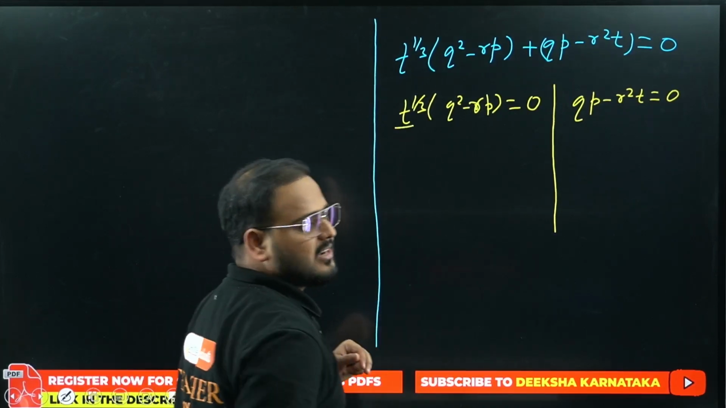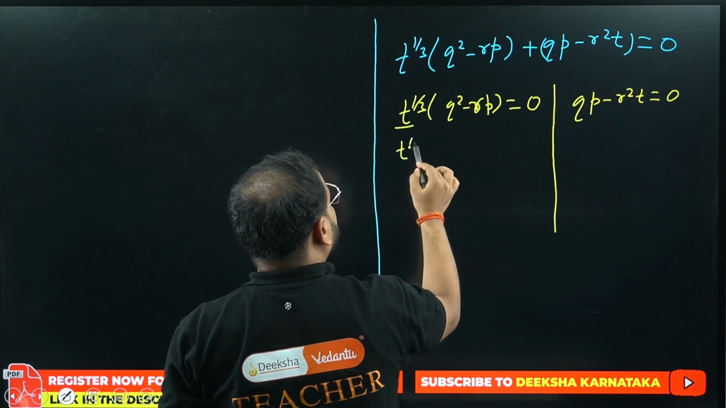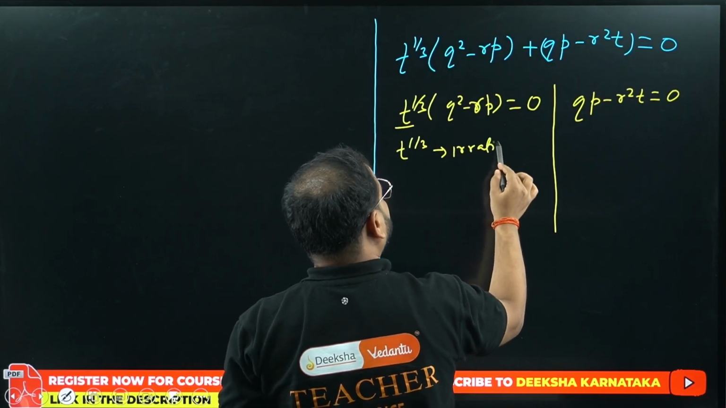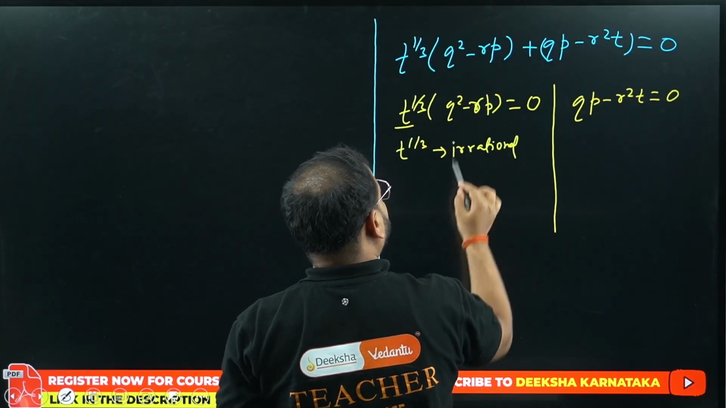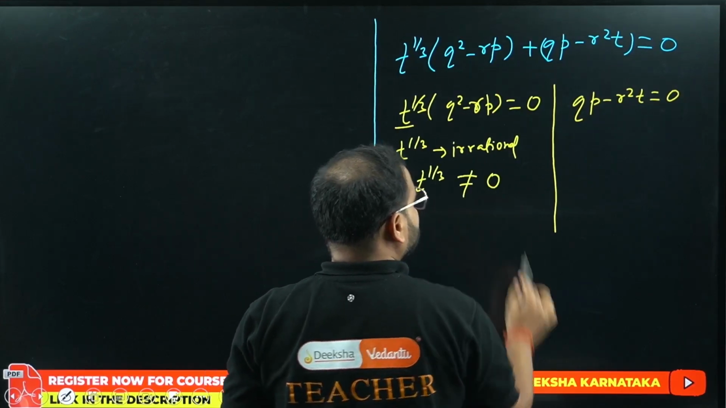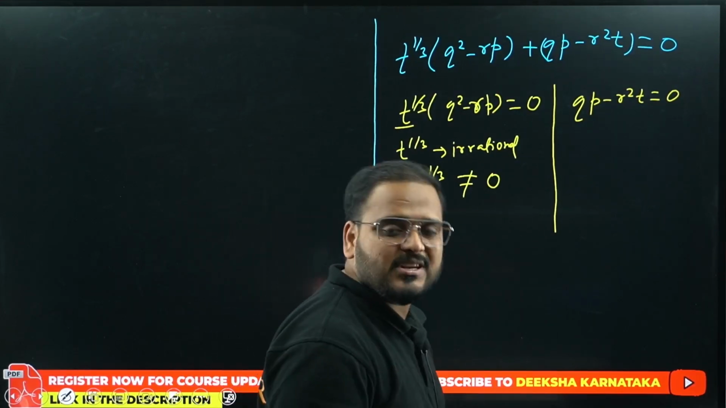T power 1 by 3. T power 1 by 3 is what? It's irrational number, sir. It's irrational number. So can this t power 1 by 3 be ever equal to 0? It can never be equal to 0. Why, sir? Because 0 is a rational number.